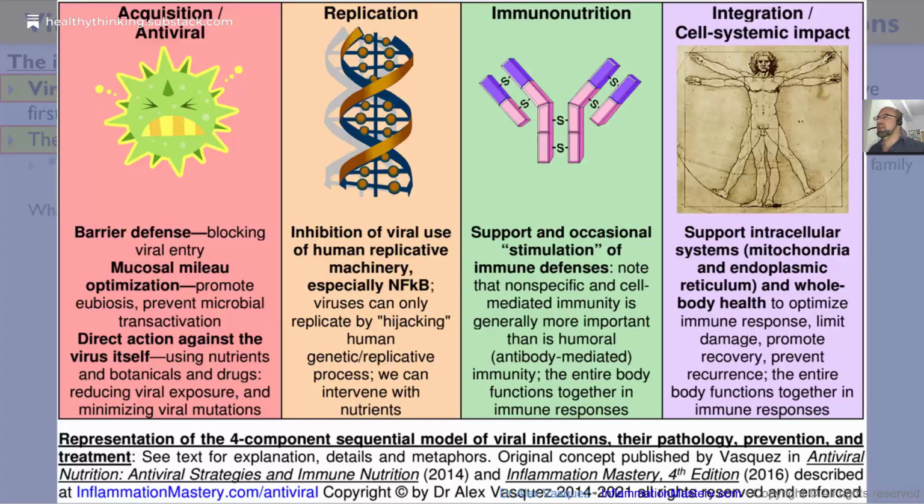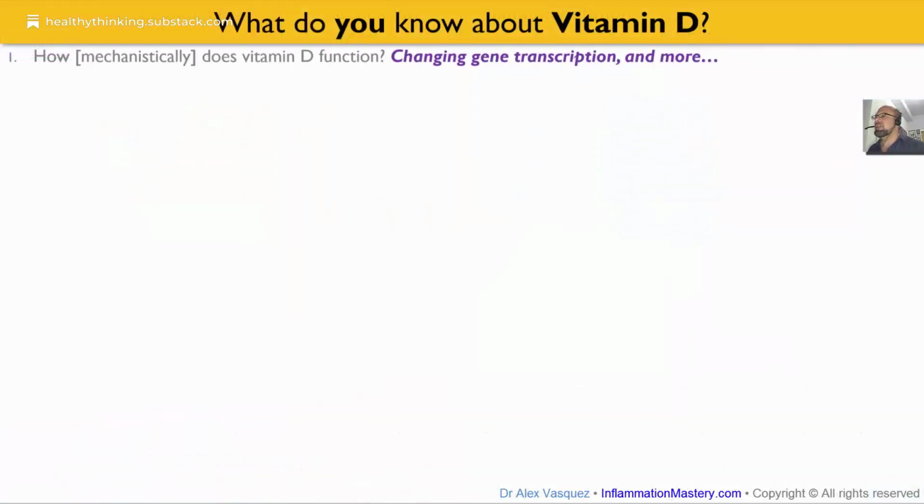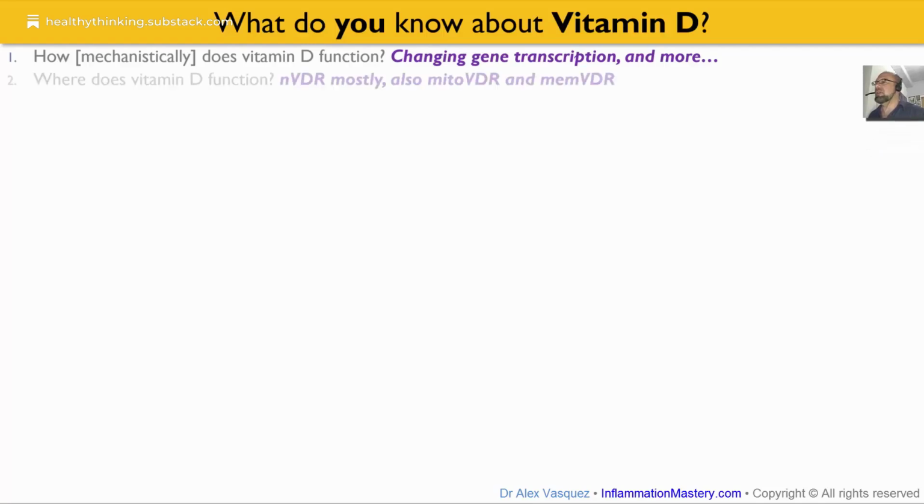So let's bring this to a close right now. We'll finish with the quiz that I introduced at the start of this. How does vitamin D function? By changing gene transcription and, of course, many other pathways and physiologic responses as well. Where does vitamin D function? Mostly at the nuclear vitamin D receptor, also at the mitochondrial vitamin D receptor and the plasma membrane vitamin D receptor, which I talked about in some level of detail in video number 2 when I talked about mood disorders and depression.